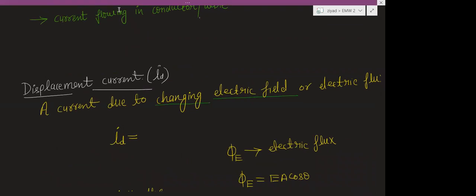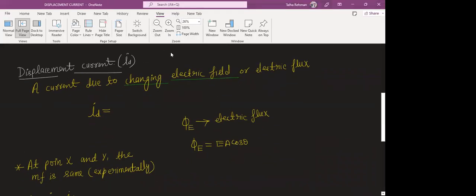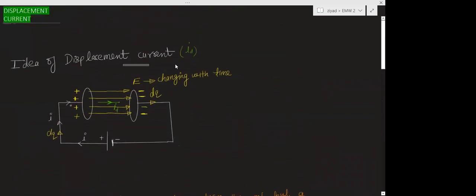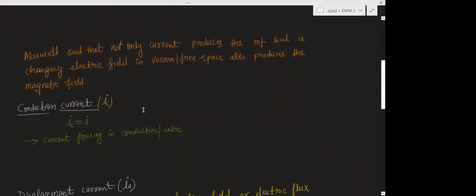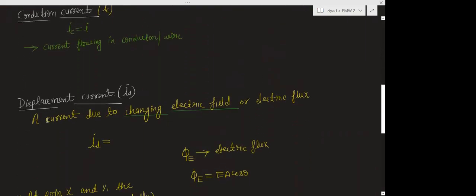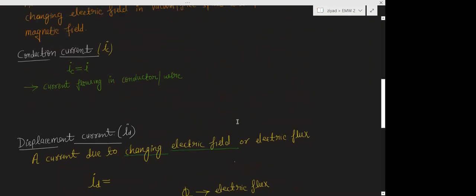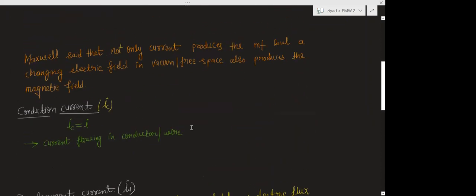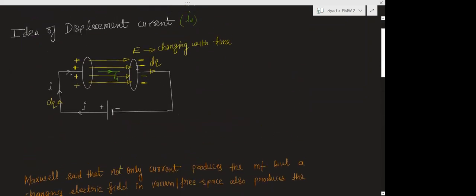Now displacement current. I have told you why there is a displacement current, because of this change in electric field. And why is the electric field changing? Because the charge is changing on the plates of the capacitor. Displacement current is basically a current due to changing electric field or changing electric flux. I have written the electric flux here also, because this is the plate of the capacitor.